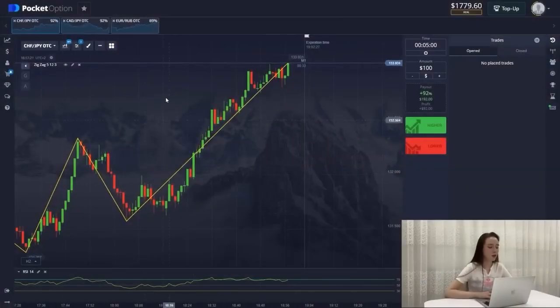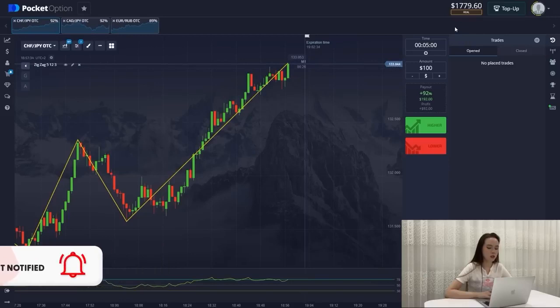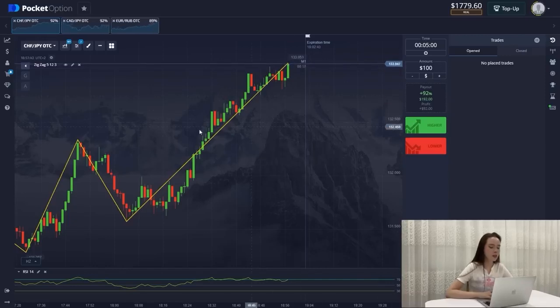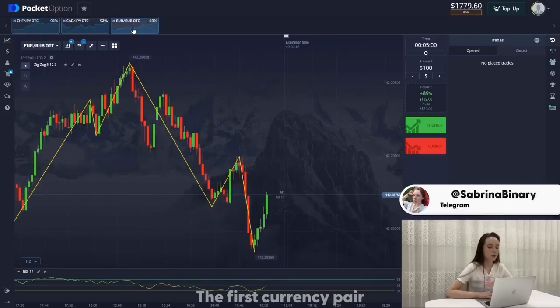So traders, we're already on the site. And today I will use the data of the currency pair. Starting balance for today is $1,779. The time frame for the first trade will be 5 minutes and we'll open a deal for $100. Let's move on to the first currency pair.